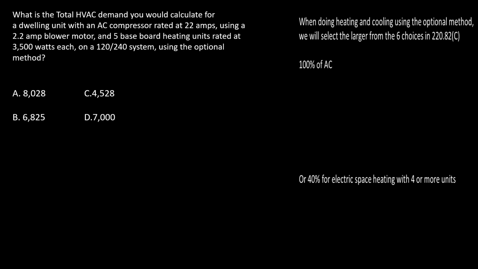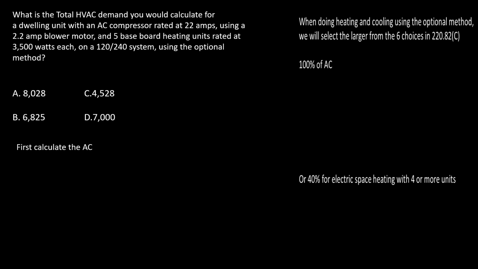What is the total HVAC demand you would calculate for a dwelling unit with an AC compressor rated at 22 amps using a 2.2 blower amp motor and 5 baseboard heating units rated at 3,500 watts each on a 120/240 volt system using the optional method?